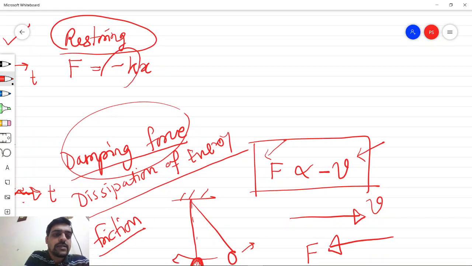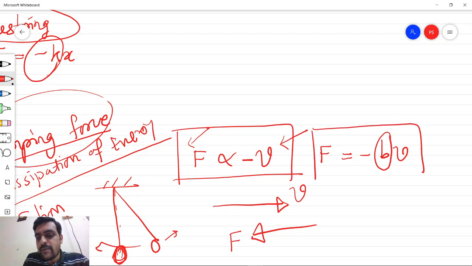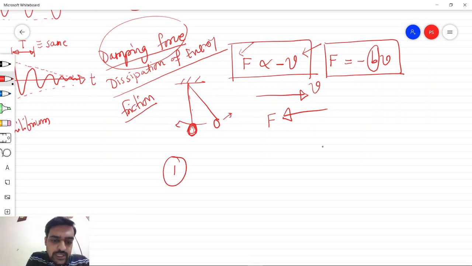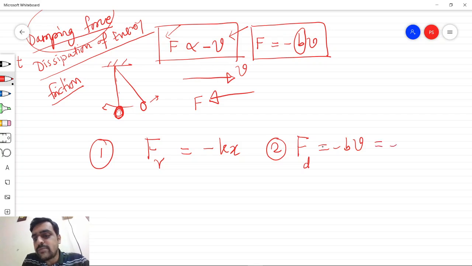Just like this a, which is the constant of proportionality introduced here, we can also introduce another constant of proportionality, say b, in this case of damping force. So now we have to include two forces, namely the restoring force minus kx and the damping force minus bv, when we write down Newton's laws or the equations of motion. We note that v is by definition the rate of change of displacement as a function of t.